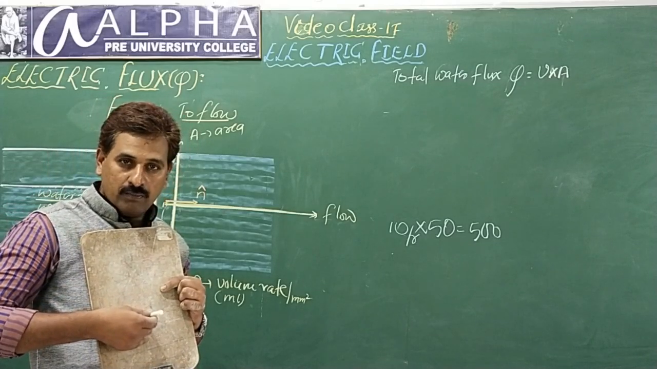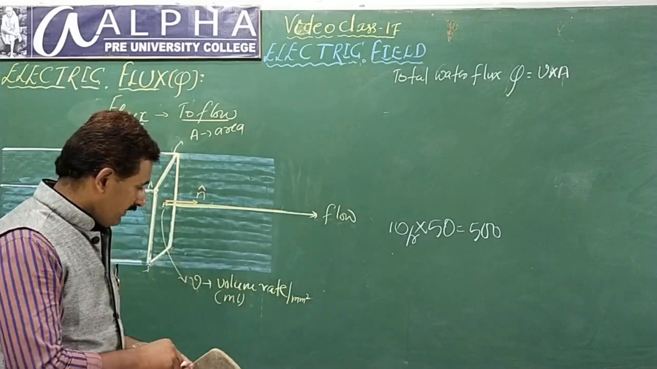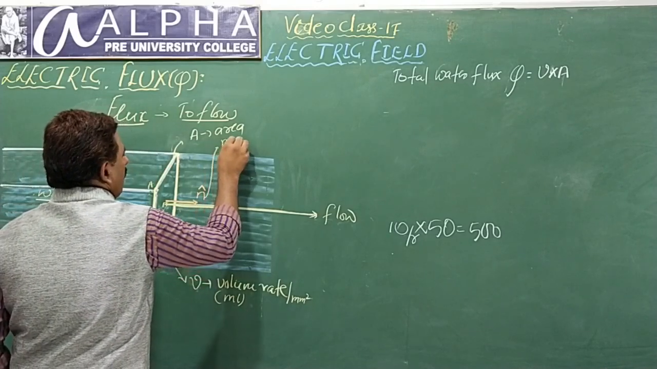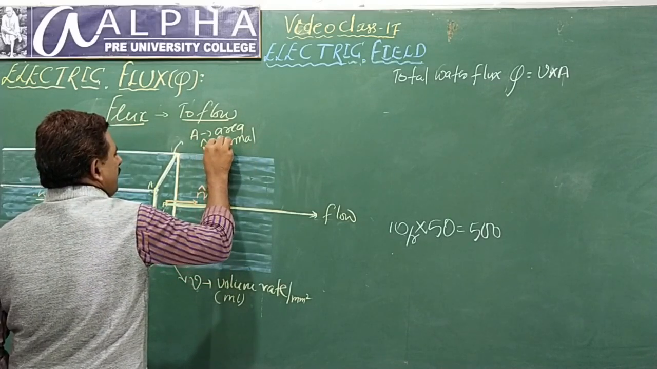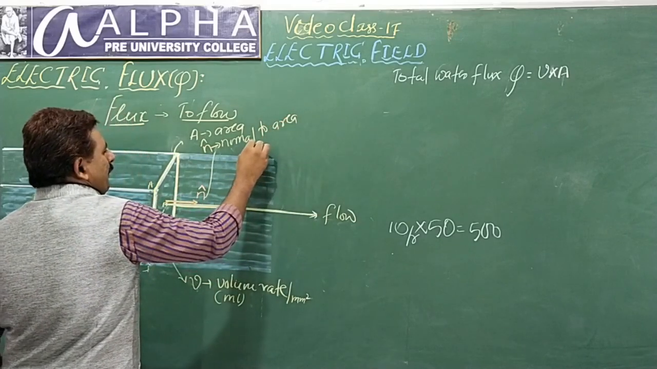Area perpendicular. This is normal. It is also called normal to the area. What is this? This is normal. Just observe carefully. Normal. What is n? N cap. I write here n cap is normal to area. What is normal? Normal is perpendicular.